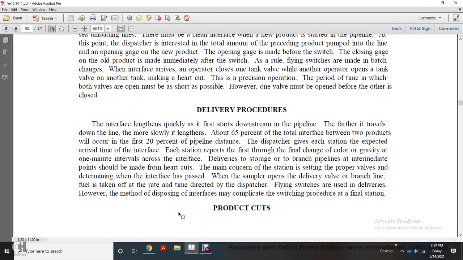About 65% of the total interface between two products will occur within the first 20% of the pipeline distance. The dispatcher gives each station the expected arrival time of the interface. Each station reports the first and final change of the color and gravity at 1-minute intervals across the interface.